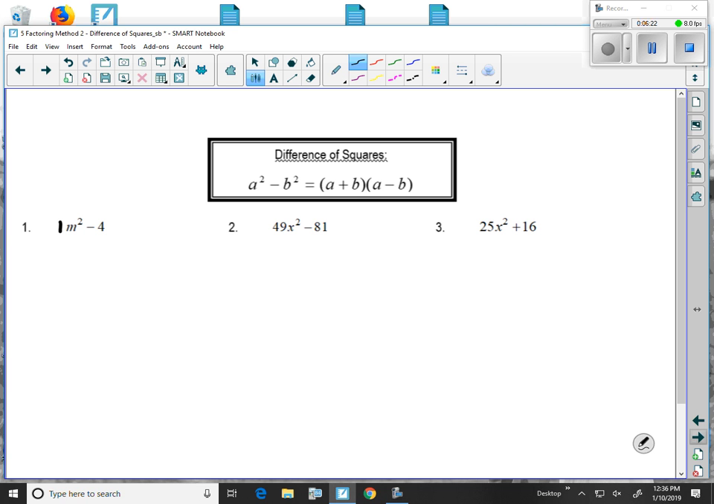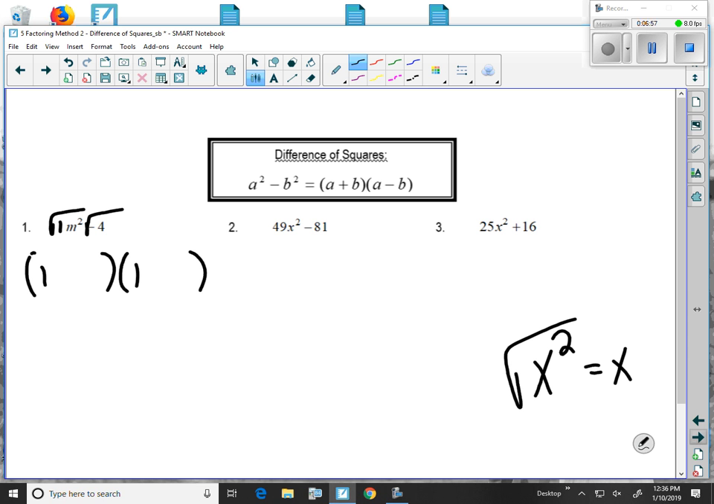Here's how we do difference of squares. Write your two parentheses. I gave you a reference at the top, which is nice. You're going to take the square root of both terms. So what's the square root of 1? 1. So you're going to put that in the first slot. What's the square root of m squared? If I have x squared and I take the square root, the square and the square root cancel out. So here it's just m.